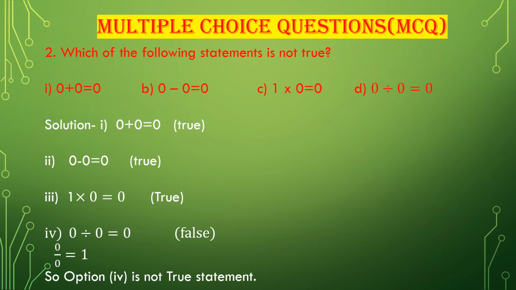Now we will solve question number 2. Which of the following statements is not true? First is 0 plus 0 equal to 0. That is true. 0 minus 0 equal to 0. That is also true. 1 multiplied with 0 equal to 0. That is also true. Any whole number multiplied with 0 is 0 only. And fourth is 0 divided by 0 is 0. That is false. 0 divided by 0 is 1. So the option D is not true. That is false.